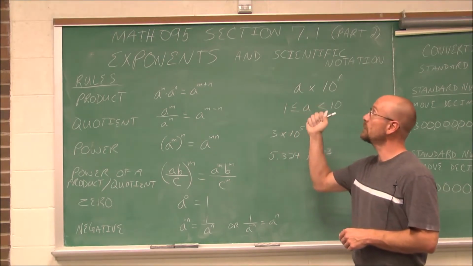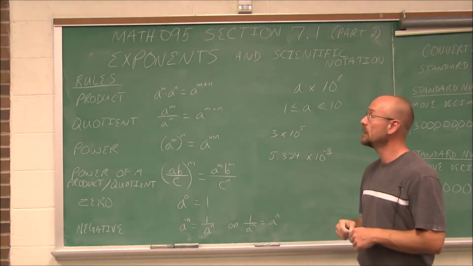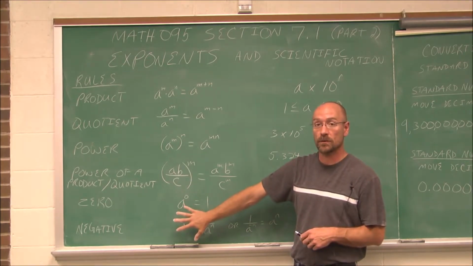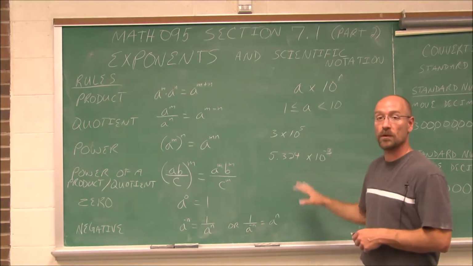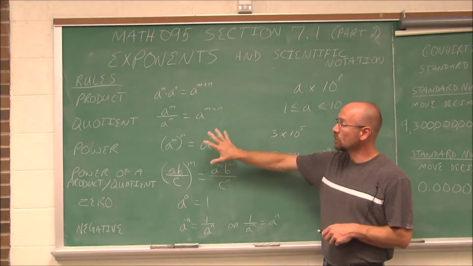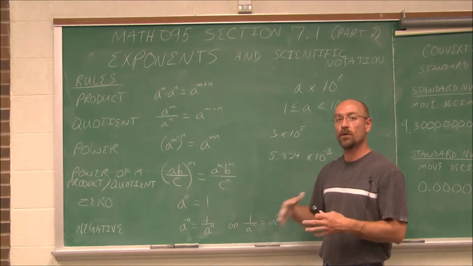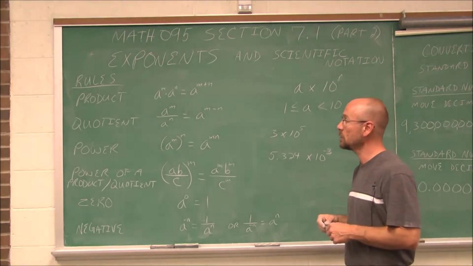This is the continuation of section 7.1. We're just going to review the rules of exponents that we introduced, and then we're going to explore scientific notation. And we really have to have a mastery of our rules of exponents in order to work with scientific notation.